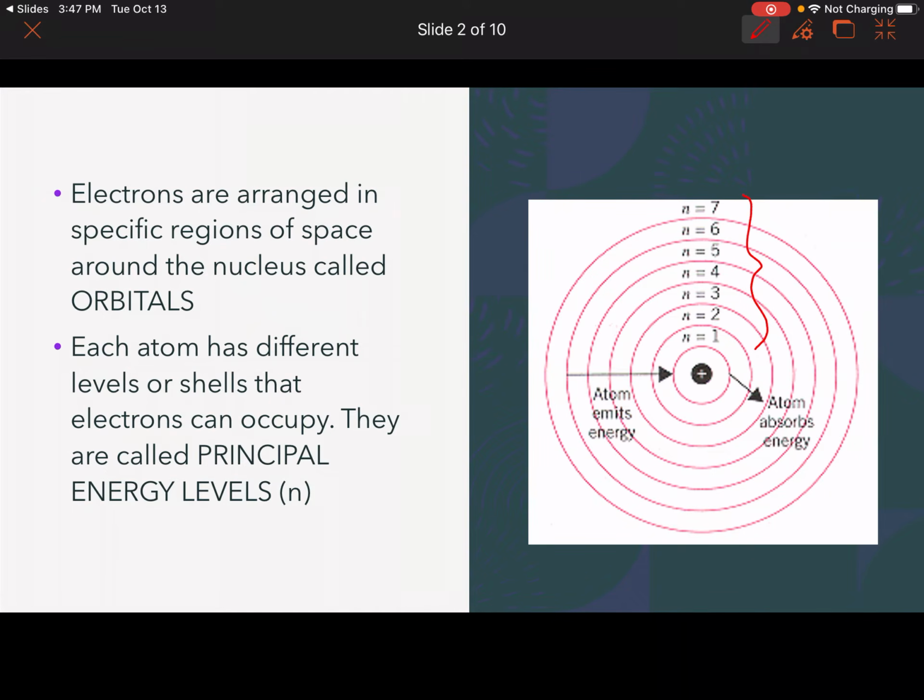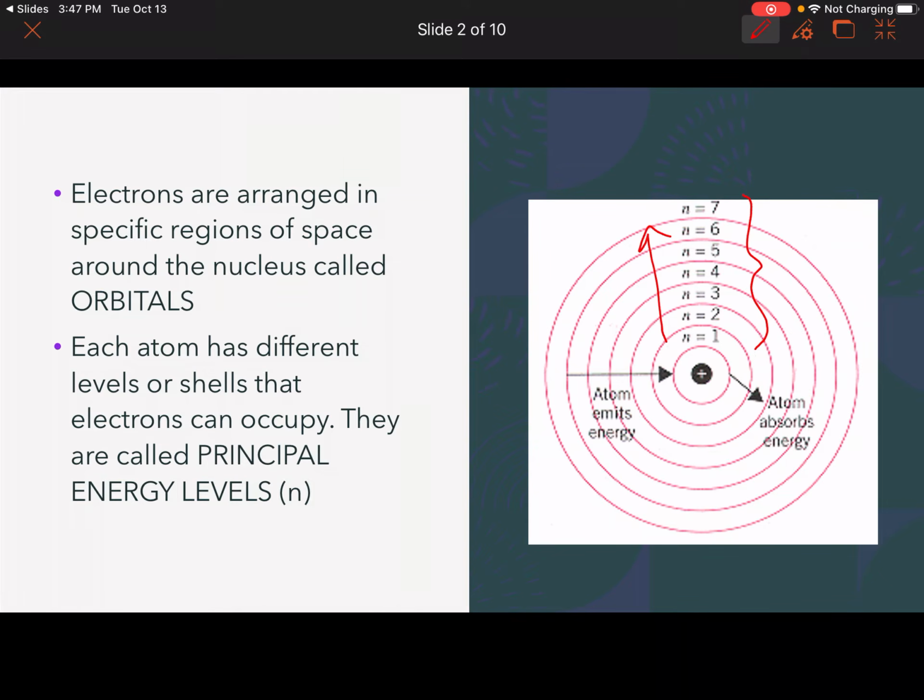So these principal energy levels increase in energy as we move out. n equals 1 is going to be our lowest energy level, and then as energy increases, it's going to go up to 7, up to the 7th principal energy level.